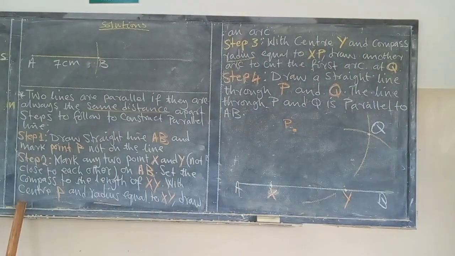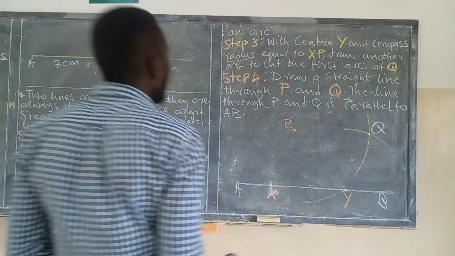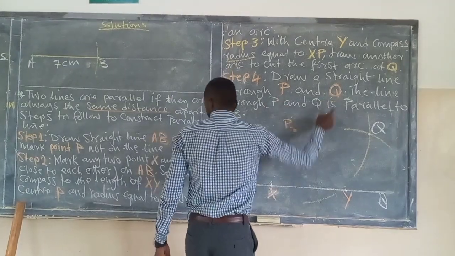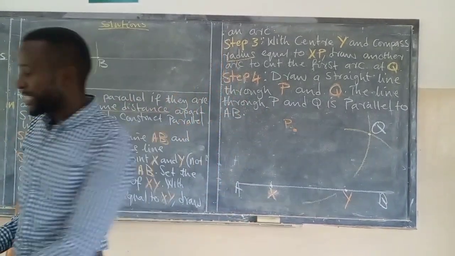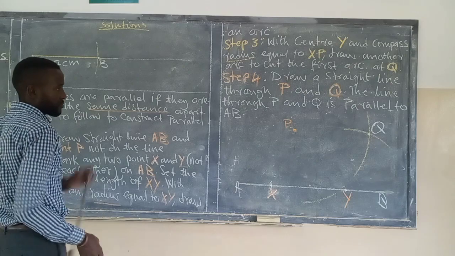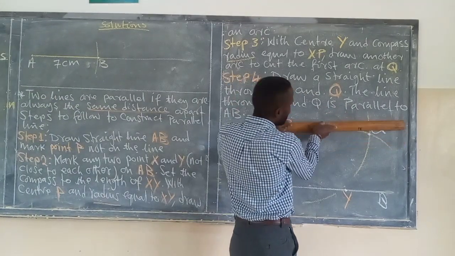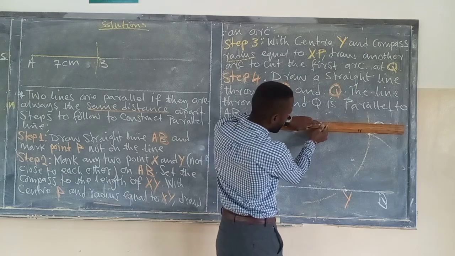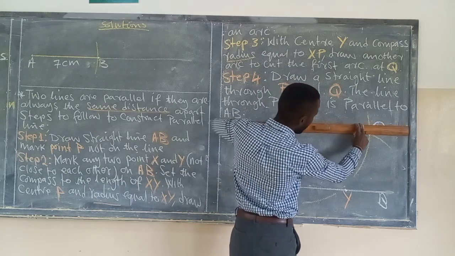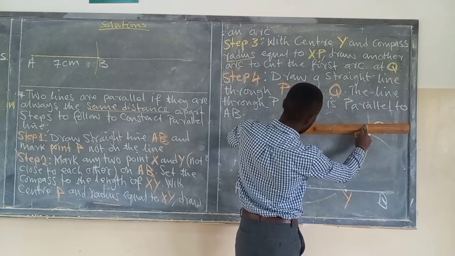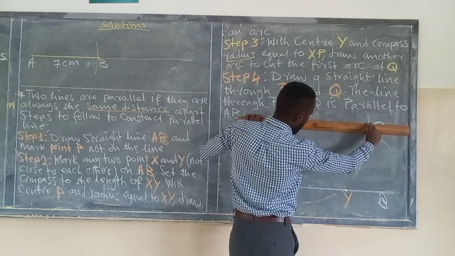Once you do that, you go to step 4, which is simply saying draw a straight line through P and Q. Not using a compass, but using your ruler. Get your ruler and draw a straight line, cutting P and Q there. You can see P and Q. We are going to draw a very good straight line there.